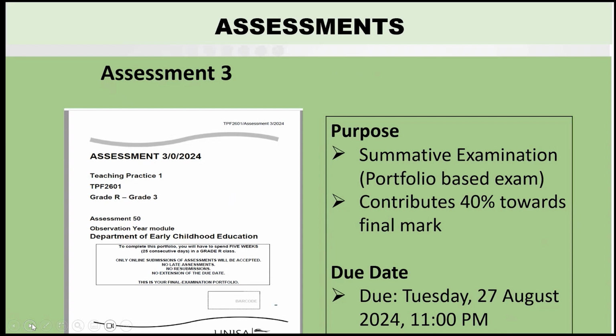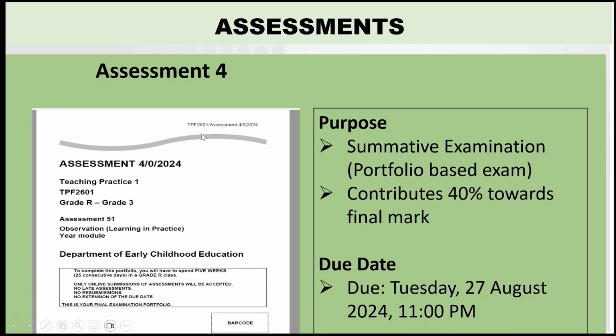2024 at 11 p.m. Now, if we look on the due date, you can see that this due date is the same as the assessment 2 due date, meaning that assessment 2, assessment 3, and also assessment 4, they are all due in one day. But still, okay, let me talk about assessment 4 before I explain further.